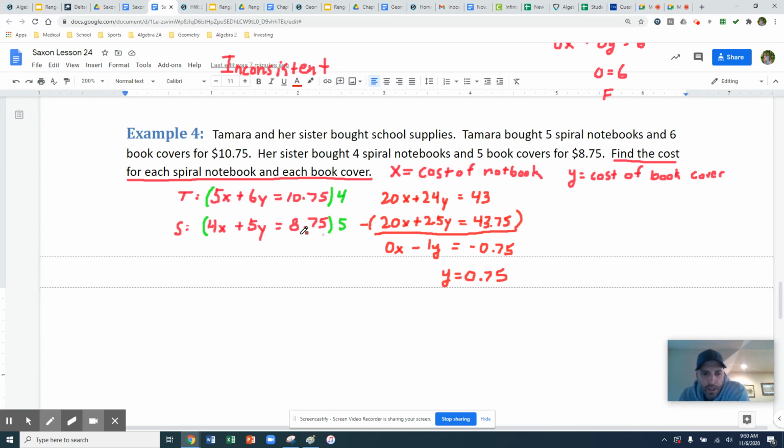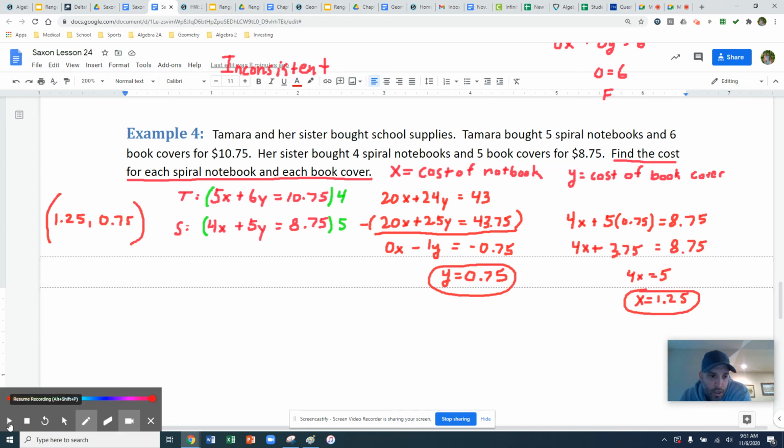Now we can pick an equation, and I'm going to use one of these original ones because they're a little bit smaller numbers. I'll take the sister's equation, and we're going to find x. So we'll take 4x plus 5 times 75 cents, and set that equal to 8.75, and then we'll solve for x. And that's going to tell us the cost of each notebook. And when we substitute that y back in, we can find the cost of the notebook, which is going to be $1.25.